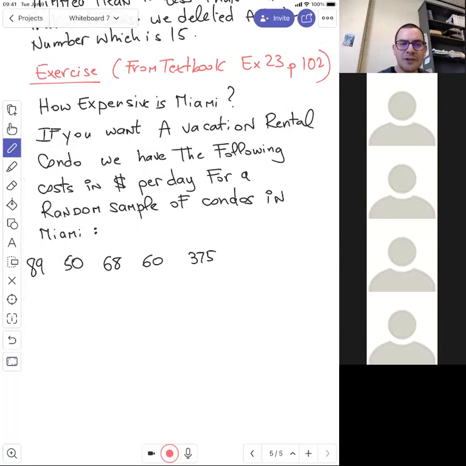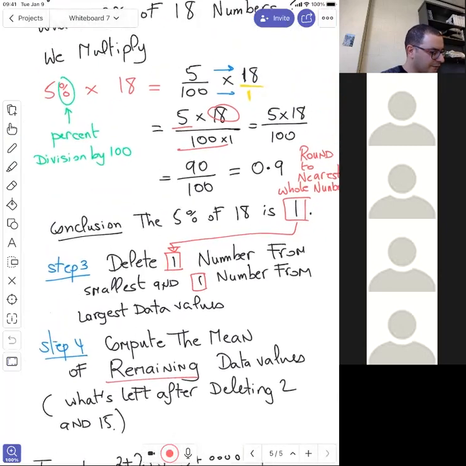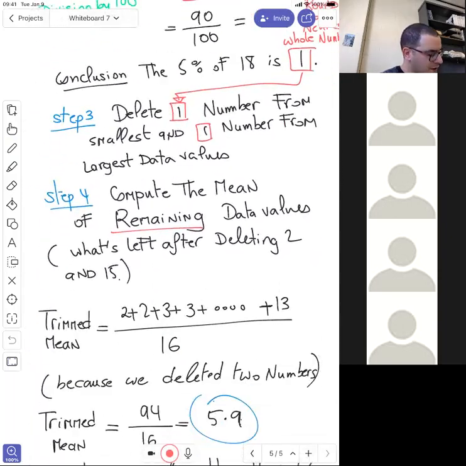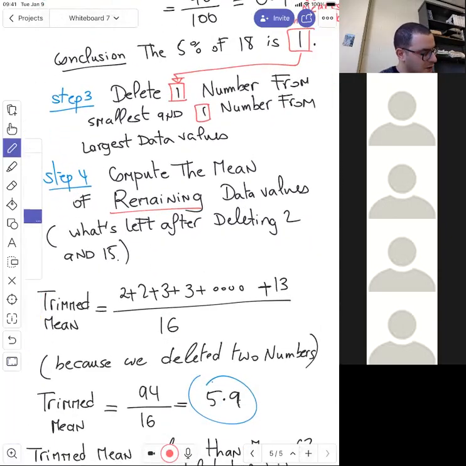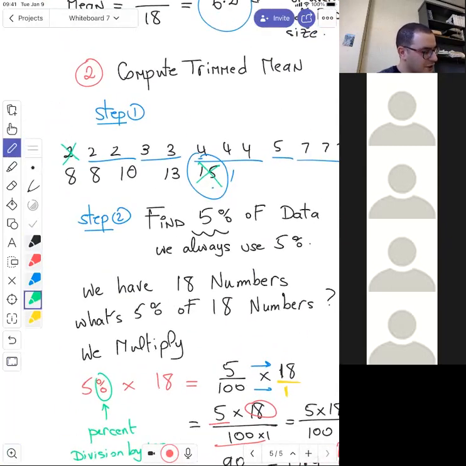Brittany, you're saying the trimmed mean is the sum of all the data values, but after deleting the 5% of the smallest and the largest data values. So you see this sum here, the trimmed mean, 2 plus 2 plus 3, etcetera, plus 13. But this is after I deleted the first 2 and the 15. So yes, you do the sum of all the remaining numbers after you delete the 2 and the 15.